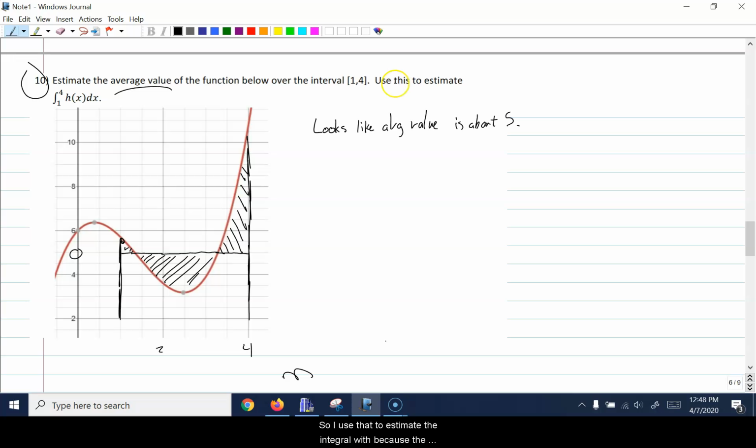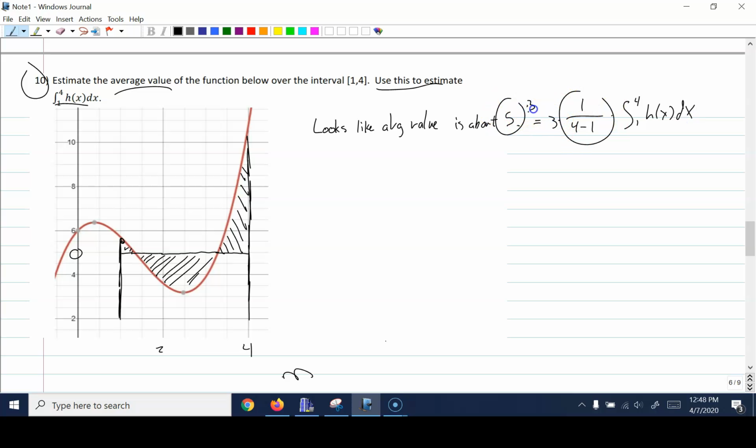So, I use that to estimate the integral. That's because the average value is 1 over the length of the interval times the integral. So to get the integral, I need to multiply both sides by 3. 15 is about the integral. Cool.